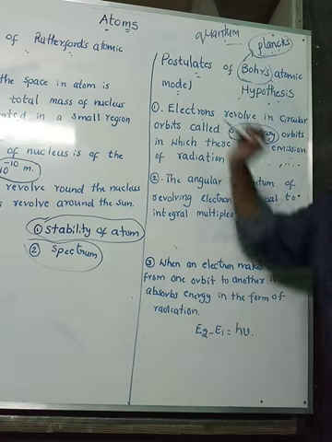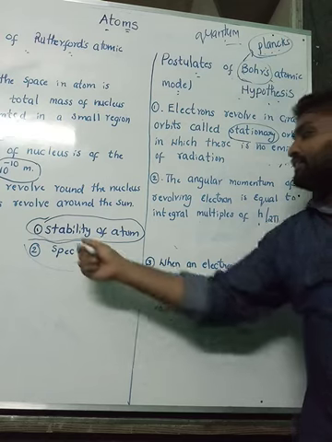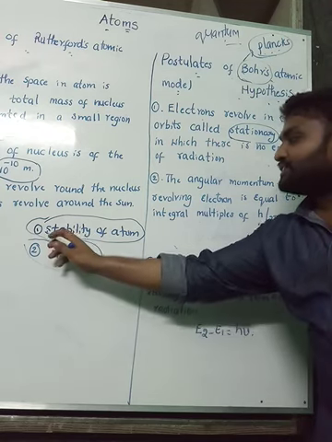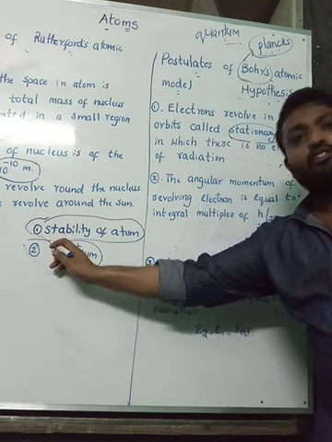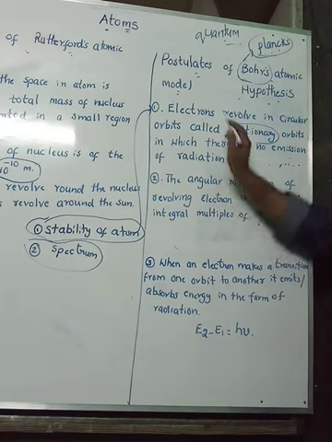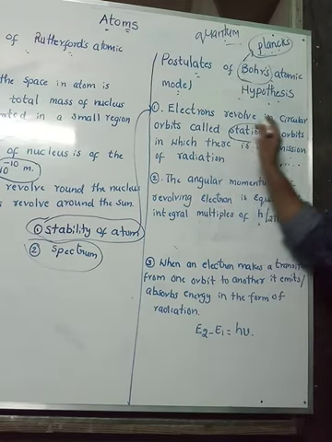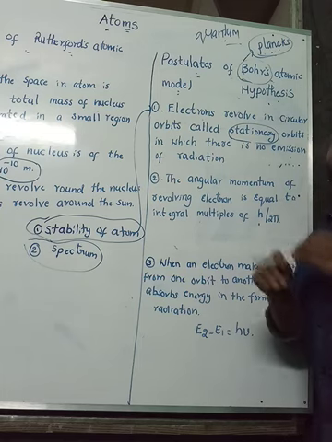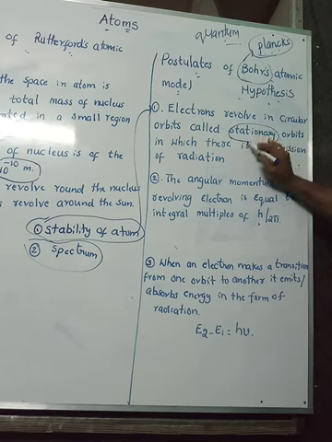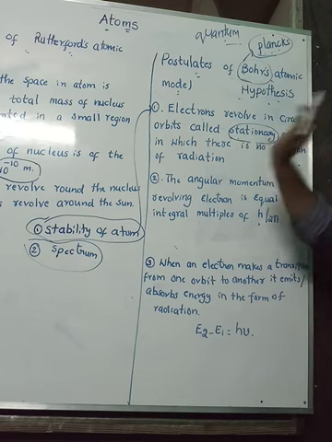Now, what are the limitations of Rutherford's atomic model? That is the stability of the atom as well as the spectrum. So he has taken the first limitation and it became a postulate of Bohr's atomic model. The first one is that electrons revolve around the nucleus in circular orbits, but here one more special quantity is specified, that is called stationary orbits.